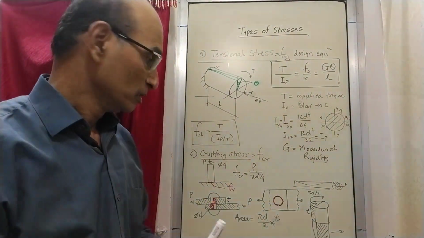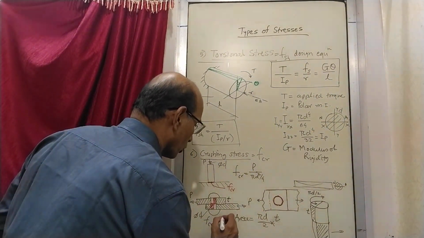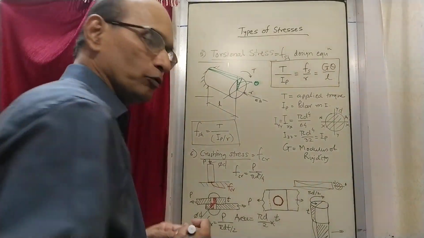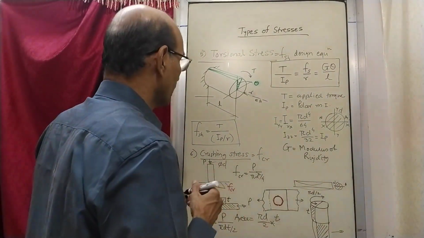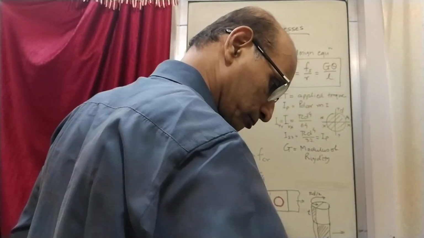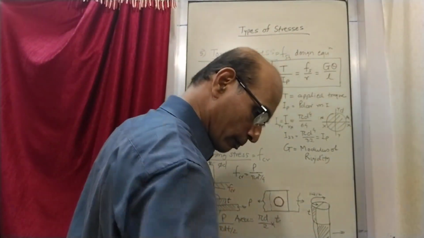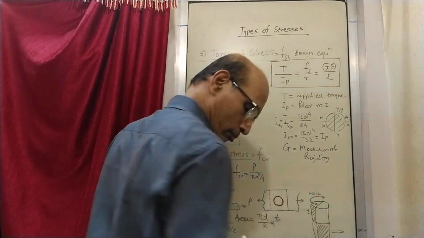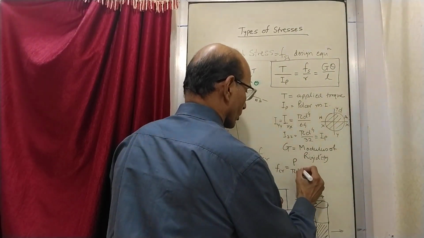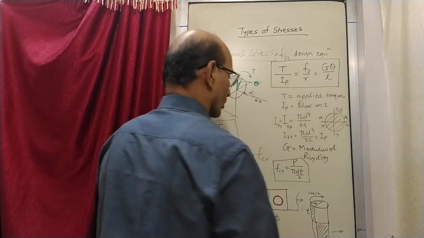So that is the area, and then the load is P. If I write here, F crushing is equal to P upon pi d into T by 2. Okay, so this becomes the formula.